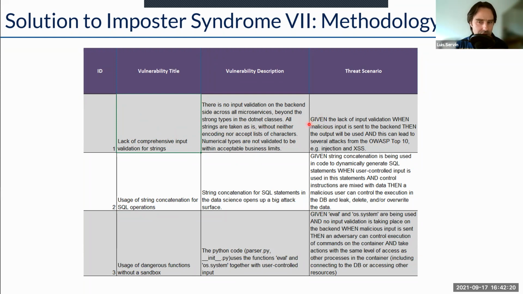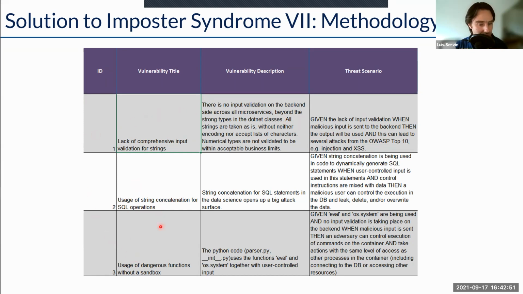And then the threat scenario using Gherkin is very easy to build, very easy to understand, very logical. Given the lack of input validation, when malicious input is sent to the backend, then the input will be used. Maybe I made a typo there. And this can lead to several attacks from the OWASP Top 10, for example, all kinds of injection and cross-site scripting.